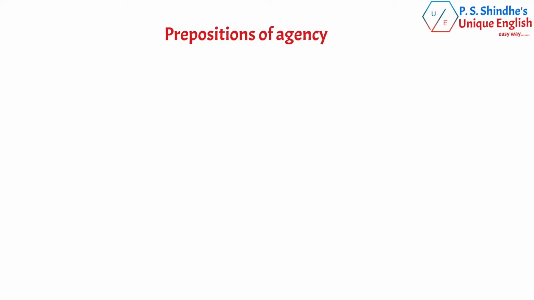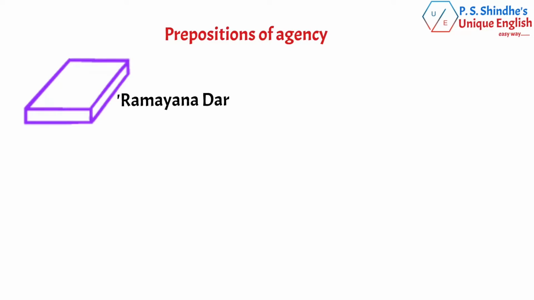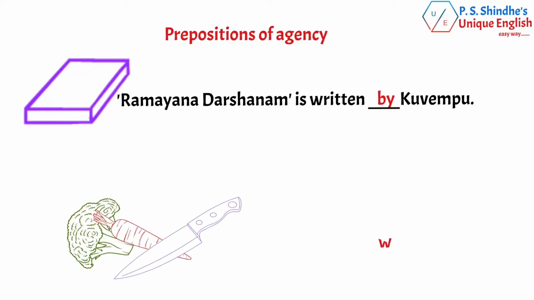Prepositions of agency. A preposition of agency tells in what way a thing is the cause of another thing. For example, Ramayana Darshanam is written by Kuvempu. The preposition shows the great poet Kuvempu is the cause of the epic Ramayana Darshanam. By is generally used to describe a doing by a person. By is not used for things. Instead, with is used, as in I cut vegetables with a knife. These are the only two prepositions in English that tell in what way a person or a thing is the cause of another person or thing.